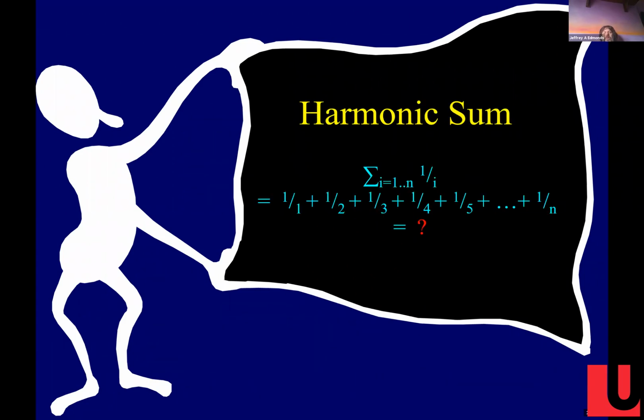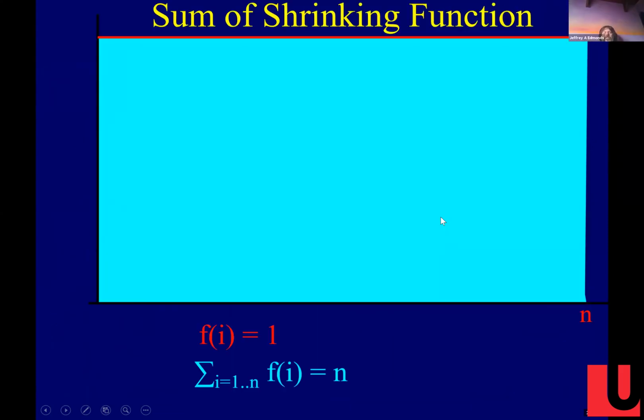Right? So here, what's 1 plus a half plus a third plus a fourth plus a fifth? This is called the harmonic sum. And what does it sum up to? So let's just do some examples.